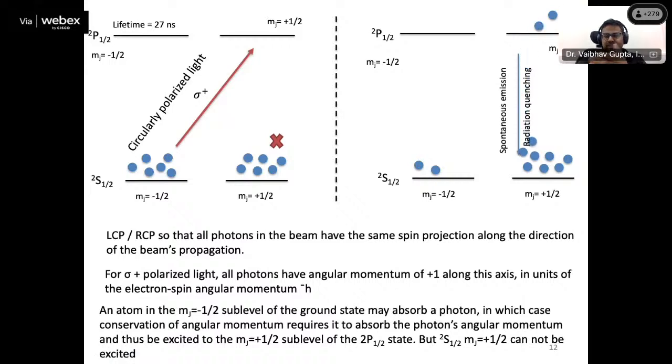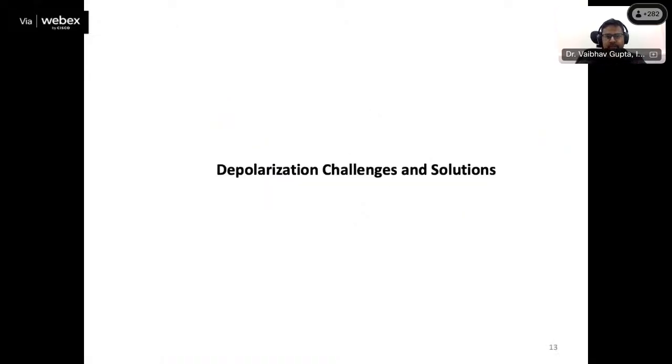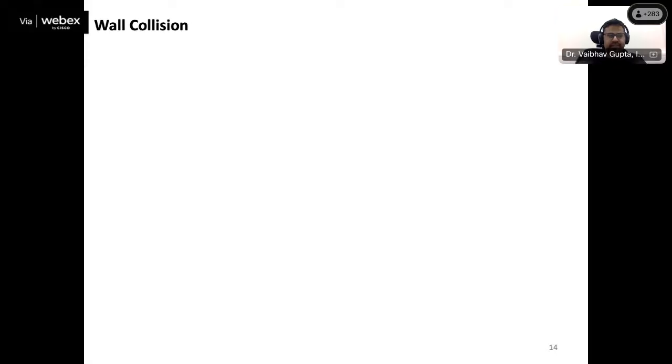So this is the very first basic thing, that they will try to go back via spontaneous emission and then they will come into this state. But nobody is stopping them from going here as well, or going here. So we will now go a bit deeper into this. We will try to understand what the depolarization challenges are and what the solutions for that are.